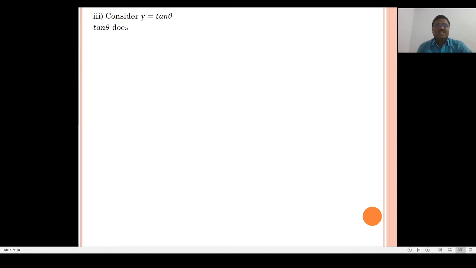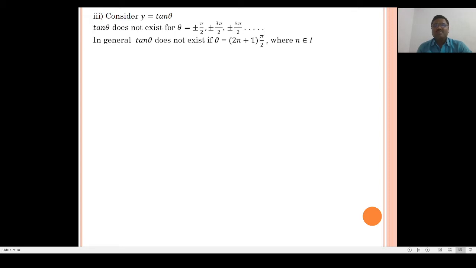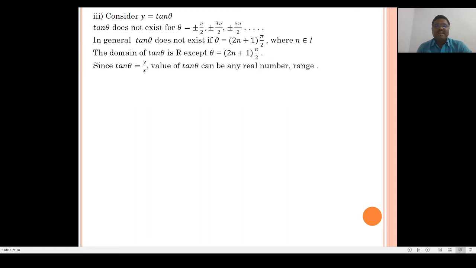So consider y equals tan theta. Tan theta does not exist for theta equals plus or minus pi by 2, 3 pi by 2, 5 pi by 2. So in general, tan theta does not exist if theta equals (2n plus 1) pi by 2, where n belongs to I. And the domain of tan theta is R except theta equals (2n plus 1) pi by 2. So since tan theta equals y upon x and the value of theta can be any real number, range is R.